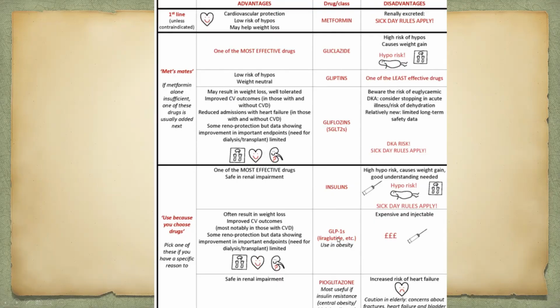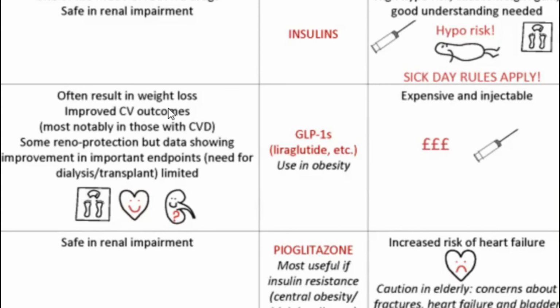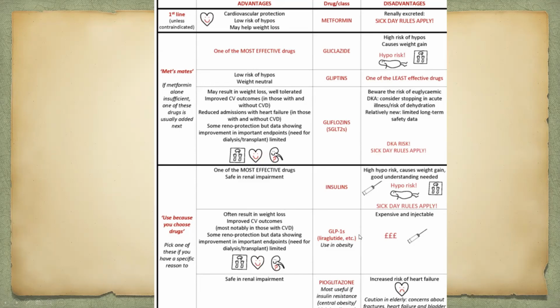The next one is GLP-1s, which is liraglutide. It is expensive and injectable, and it can result in weight loss. It also has some renal protection and improved cardiovascular outcome. Actually, this can only be started in secondary care in the UK. And the other one is pioglitazone. It is safe in renal disease, but it is most useful if the patient has central obesity or very high insulin resistance. But unfortunately, it can't be used in patients with heart failure.